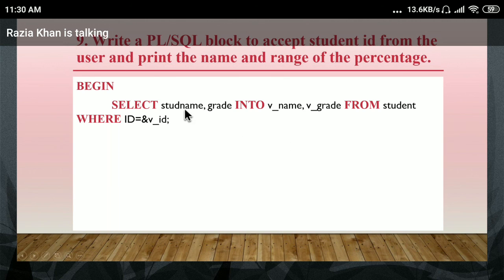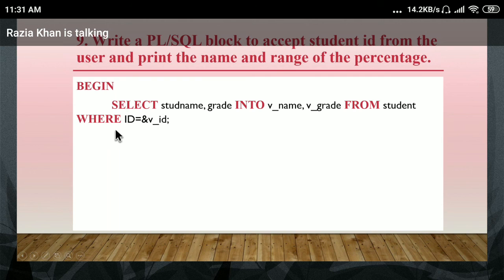So if you write student name here, write first the variable name that stores your student name. If you are writing v grade, then that v grade contains your student name. Is it clear? So you have to put student name and the grade into this. Your student name will be stored in this variable and grade will be stored in this variable. Then the from keyword and your table name, student.